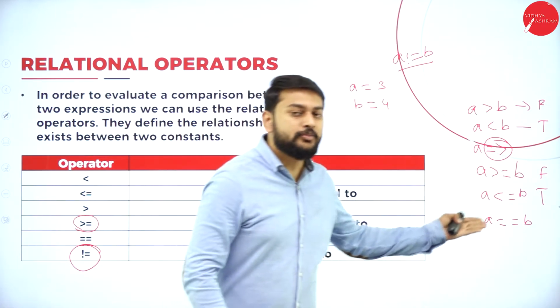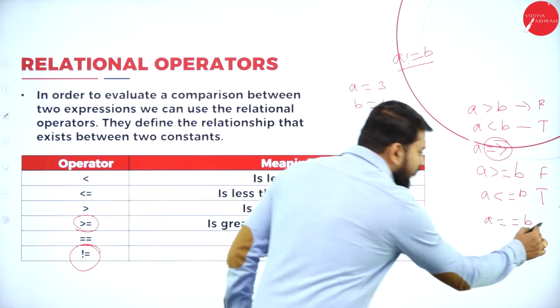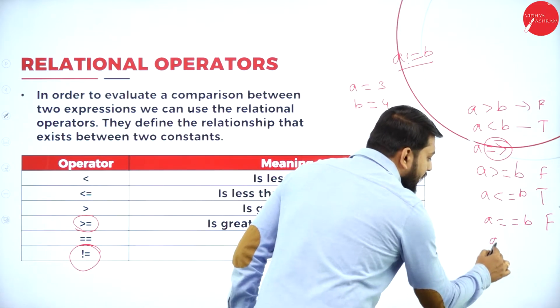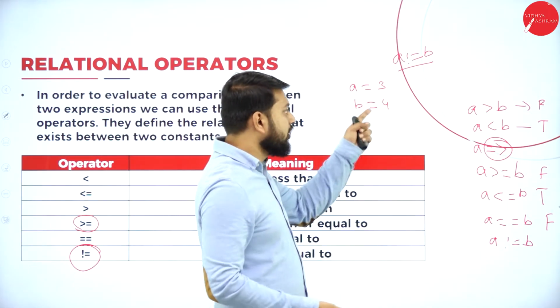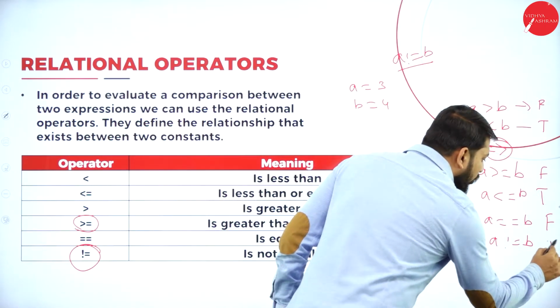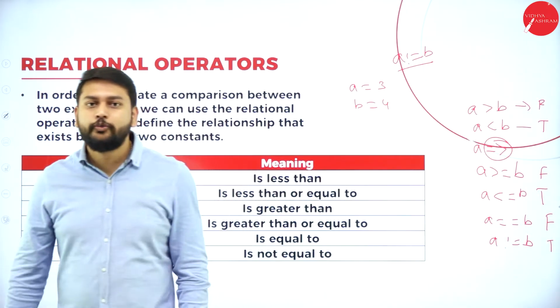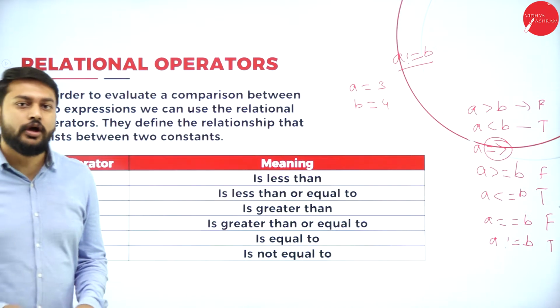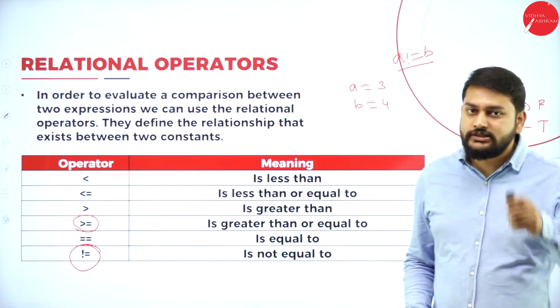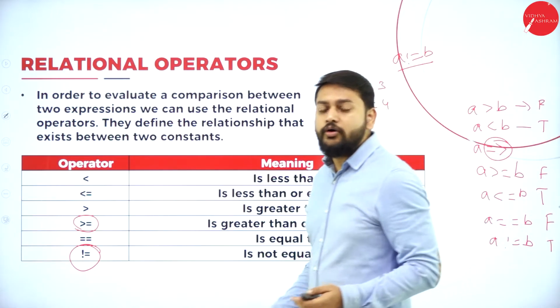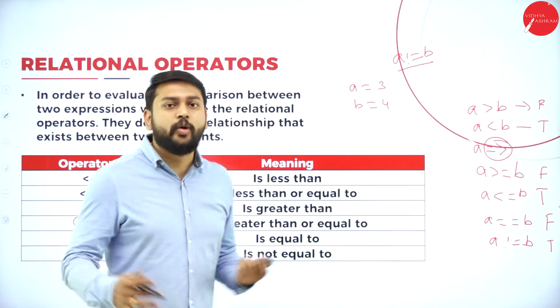A is equal to B. Same value, A and B? No, it is false. Okay. A is not equal to B. Is it correct? Yes, it is not equal to B. True. So hope you understood how we use the relational operator. Good. So please make a note of all these things. So this is how we deal with the relational operators.